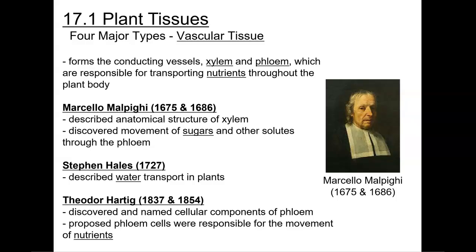Stephen Hales in 1727 is going to describe water transport in plants. And Theodore Hartig in 1837 and 1854 is going to discover and name cellular components of phloem. Now, phloem is going to be the vessels that are going to carry the sugars or the nutrients. He proposed that phloem cells were responsible for the movement of nutrients.